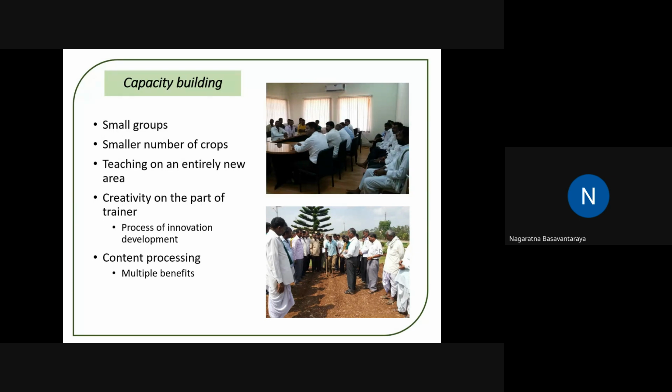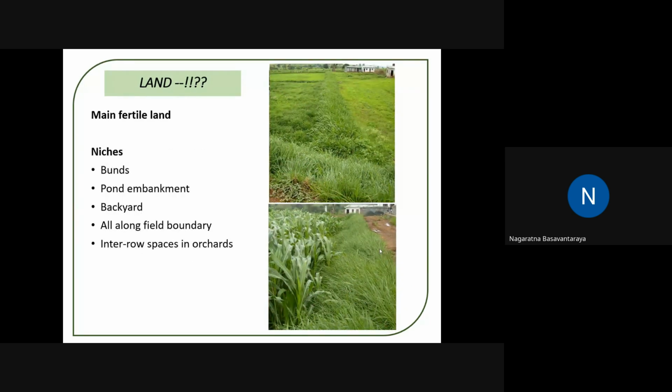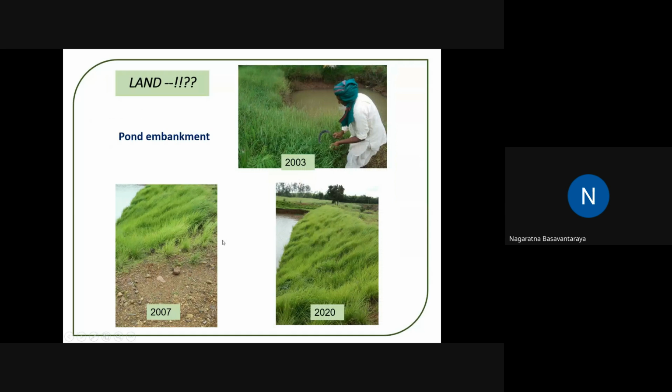So whatever crops were selected by them, only those crops were given to the farmers. But having said this, I mentioned that for the fodder crops, the farmers are not very willing to depart their fertile land. Still, we have many niche areas, maybe on the bunds, pond embankments, or backyards. In this presentation I'll be focusing on interspaces in the orchards.